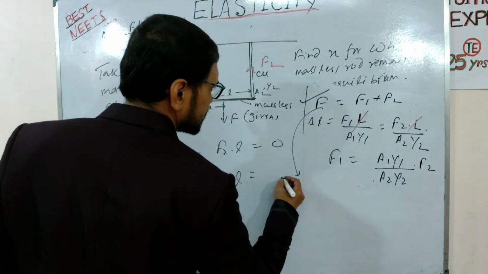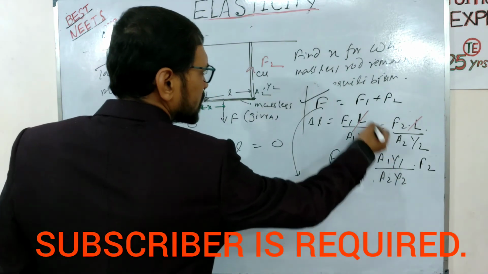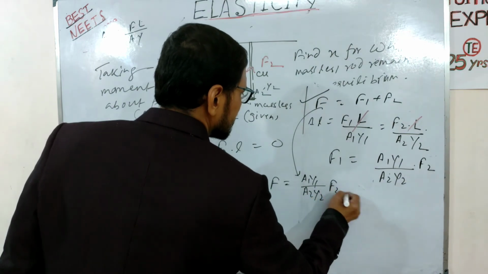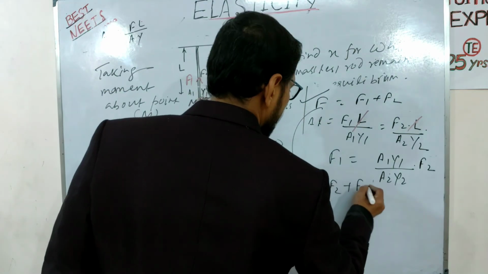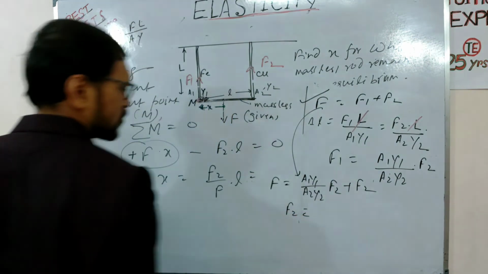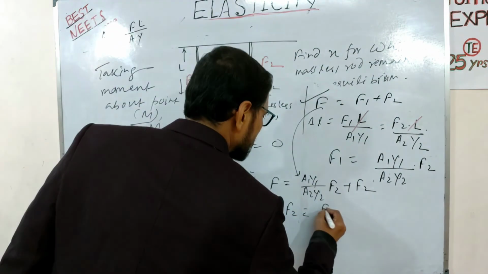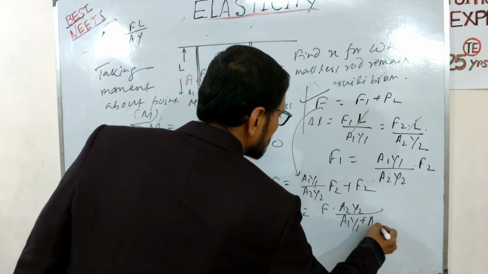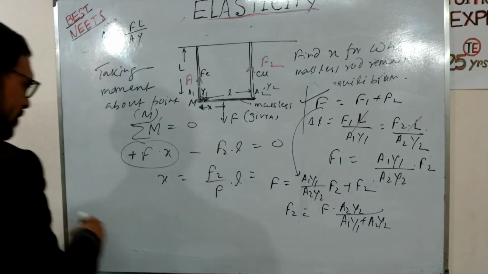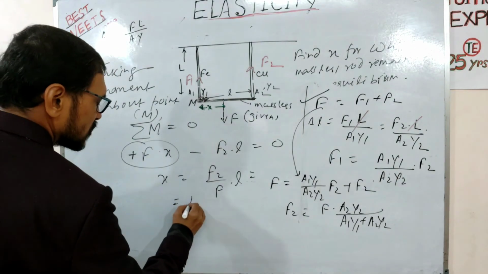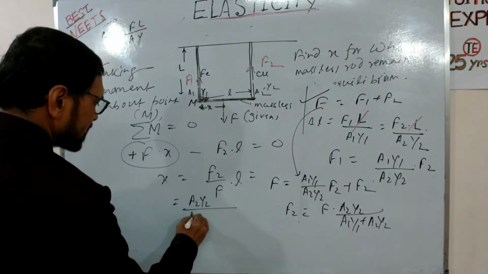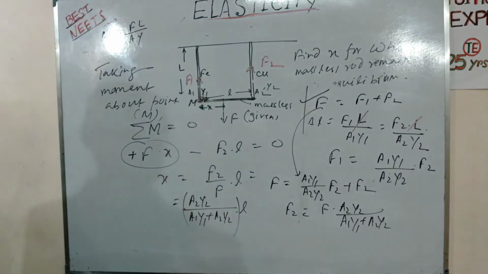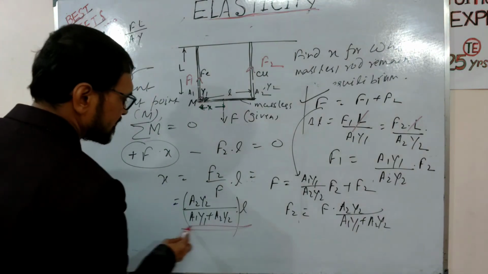F equals F1 plus F2. If we put F1 here, we get F2 equals F into A2 Y2 divided by A1 Y1 plus A2 Y2. So F2 by F equals this, A2 Y2 over A1 Y1 plus A2 Y2. So this is the answer.